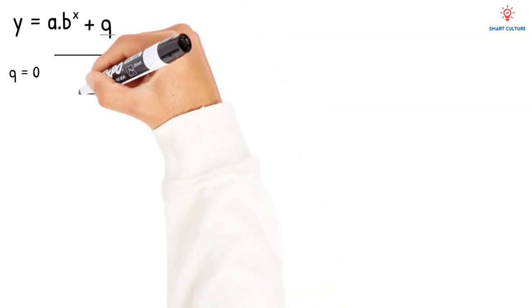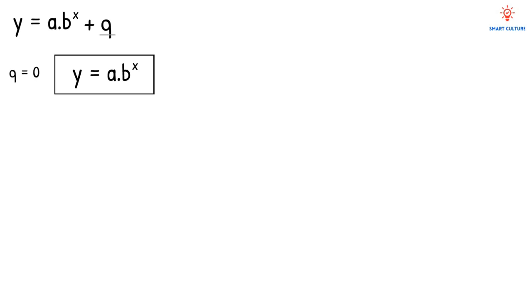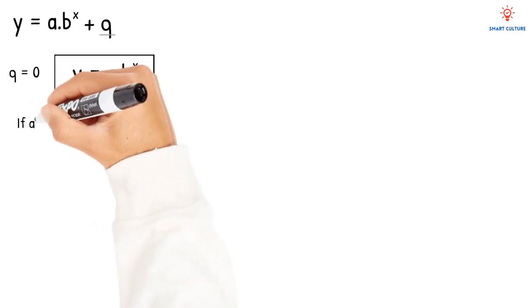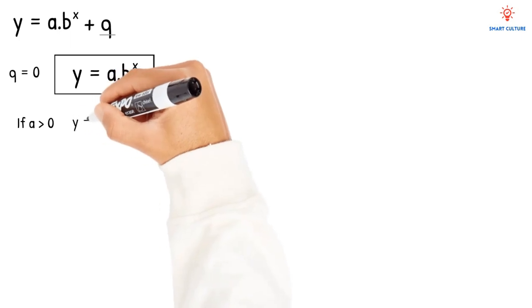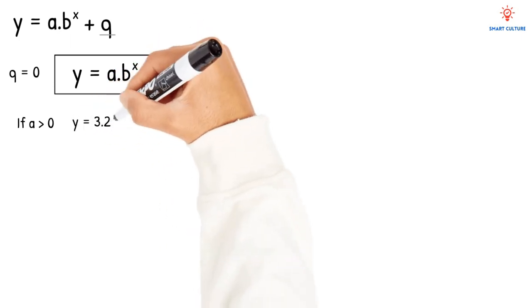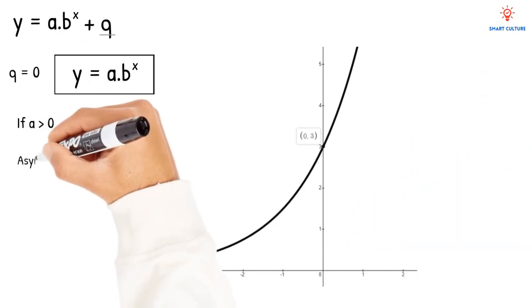In the first scenario, we'll make q equal to 0, and then we'll take a look at the equation y = a times b to the power of x, where b is greater than 1. So what about y = 3 times 2 to the power of x? The asymptote here will be y = 0, so this will be the x-axis.